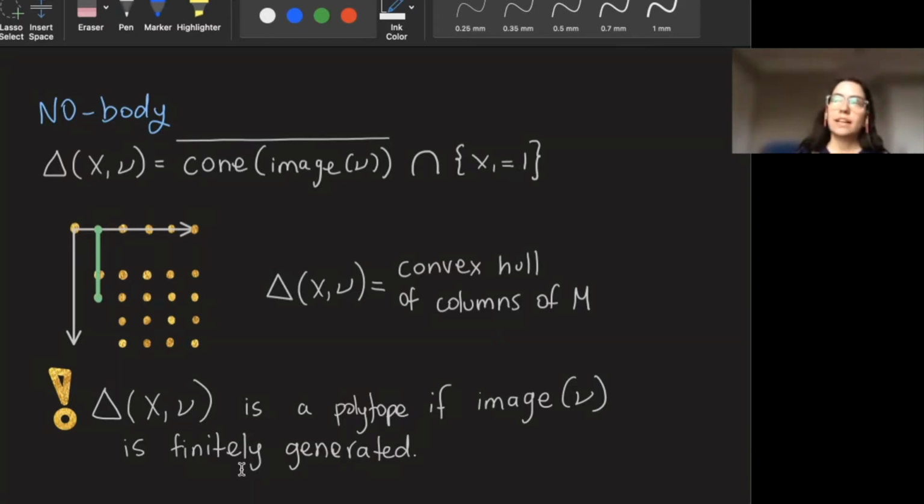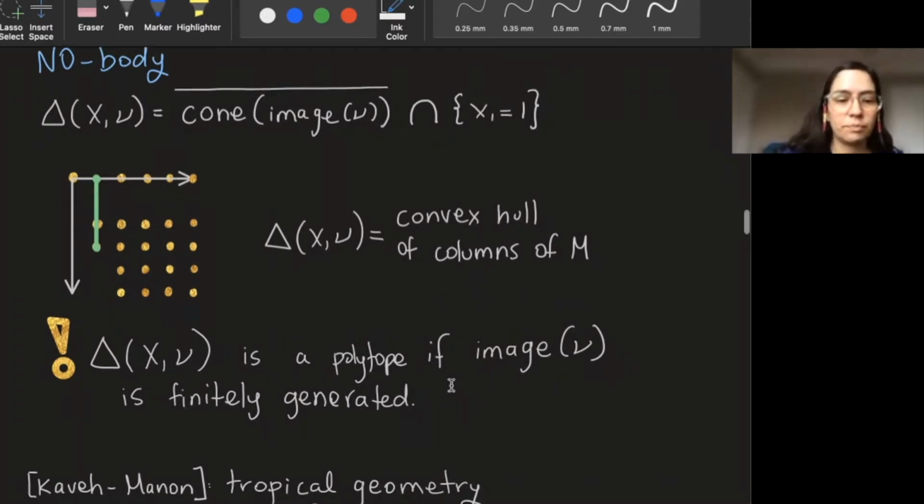So having good valuations is very important, and one of the first properties that I would say is important for valuations is for the image to be finitely generated. So coming up with methods to give families of valuations over varieties, or even a fixed variety, whose image is finitely generated is an important program in general.